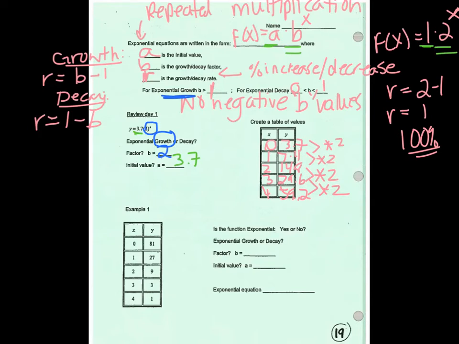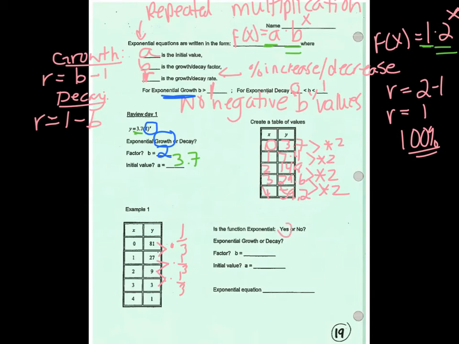In this next example, I'm trying to see what's happening. To go from 81 to 27, I'm dividing by 3. To go from 27 to 9, I'm dividing by 3. To go from 9 to 3, I'm dividing by 3. So it does seem to have a pattern to it, but we don't define exponential using division. Exponential is repeated multiplication. So the same thing as dividing by 3 is multiplying by 1/3. So I'm multiplying by 1/3 every single time.